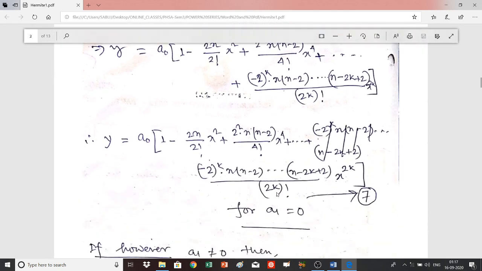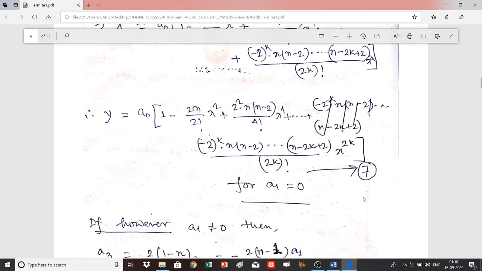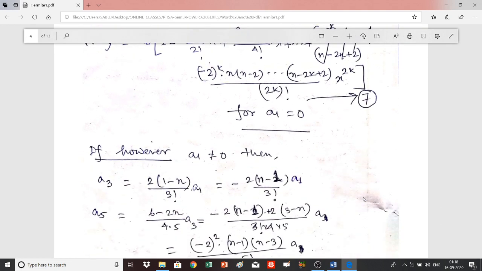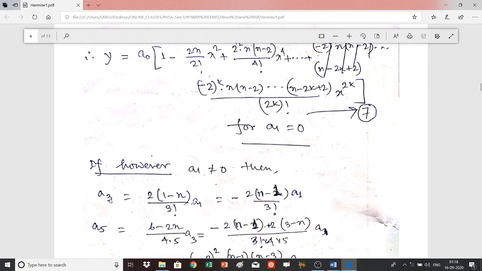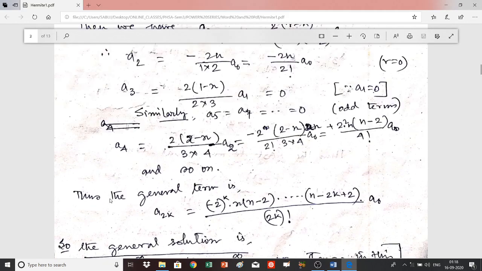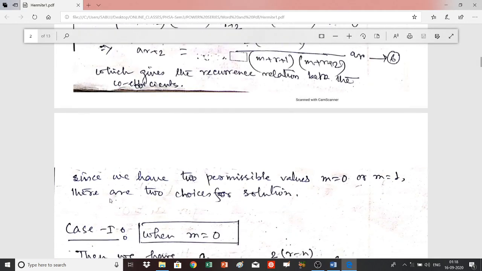This is written once again here, and it is for a1 equal to 0. I numbered this equation as 7. If however a1 is not equal to 0, then a3, a5, all the odd terms will not vanish, and it can be calculated using this relation.